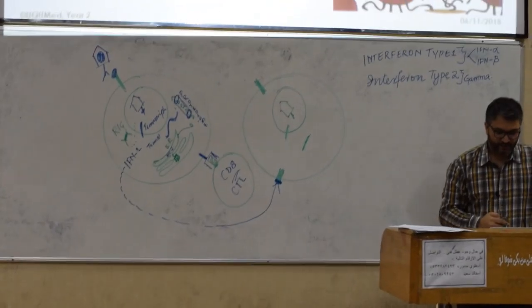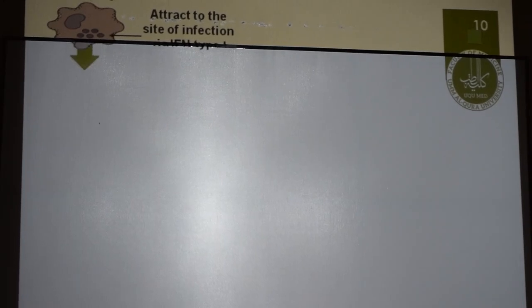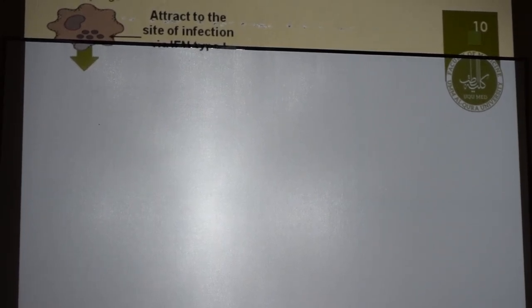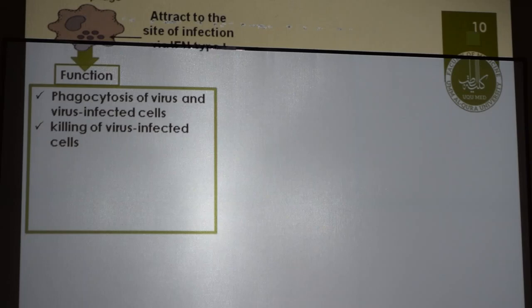So it's the macrophage that is going to clean up the mess. And what it's going to do, we'll see. The macrophage is going to be attracted by the type 1 interferon that we have already seen. So the infected cell will produce interferon, and that will attract the macrophage, and it will start eating. First, it is going to phagocytose the virus, and also the cells that are infected. So it can phagocytose both of them, freely circulating viruses or inside the cells.